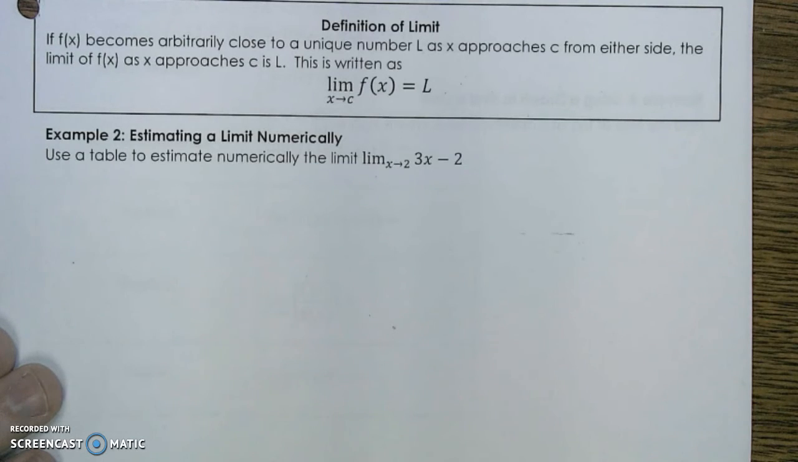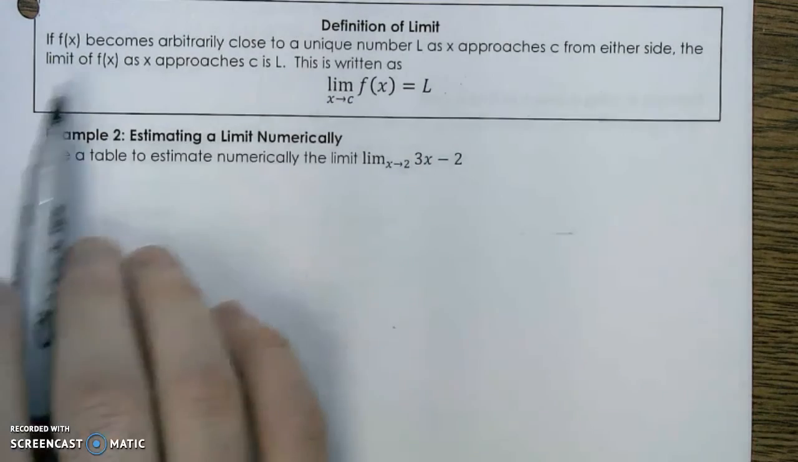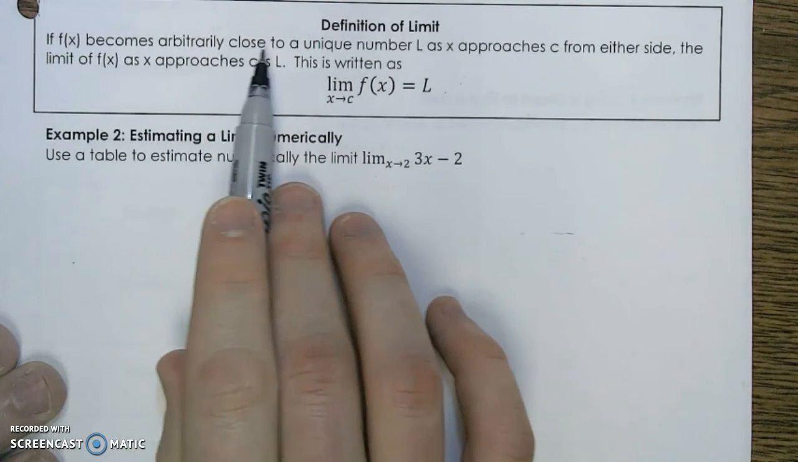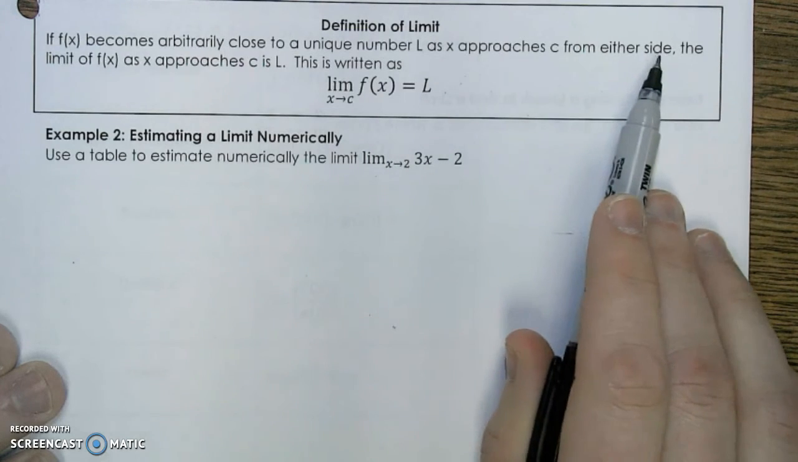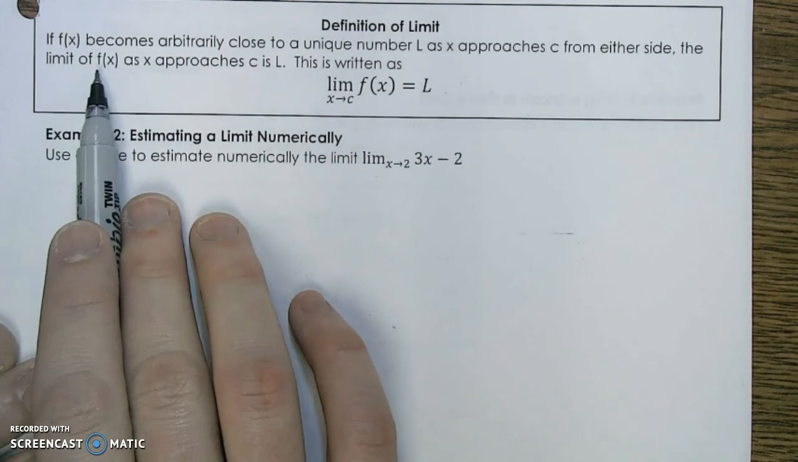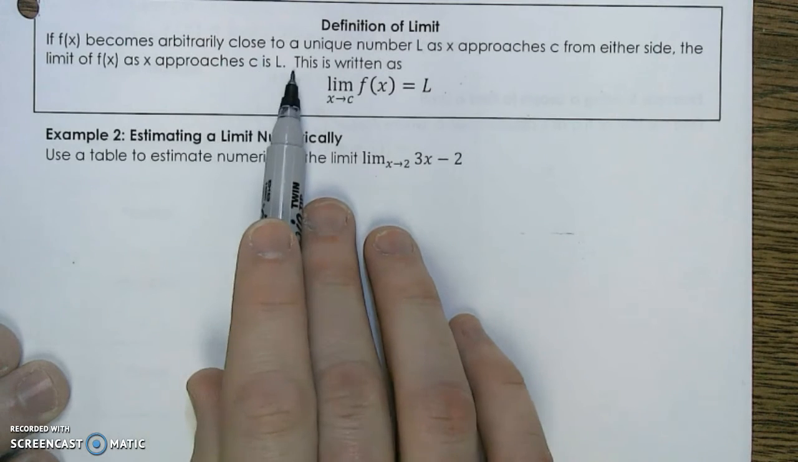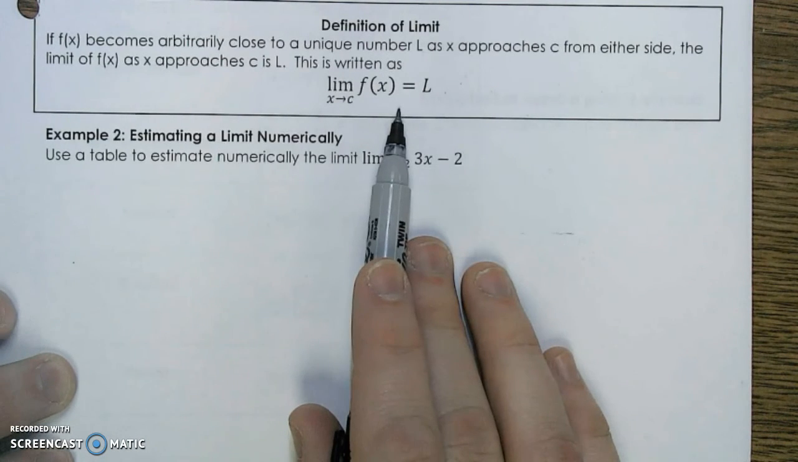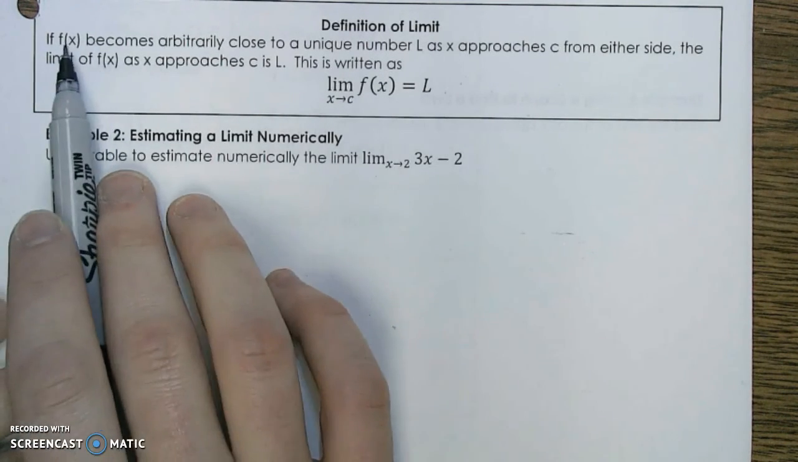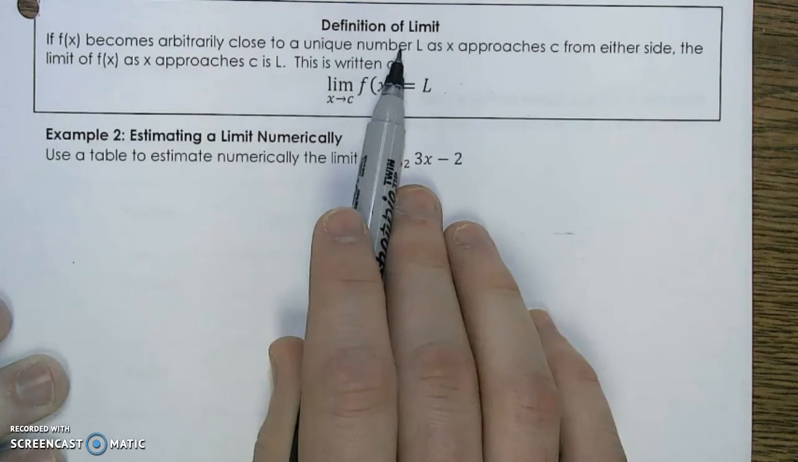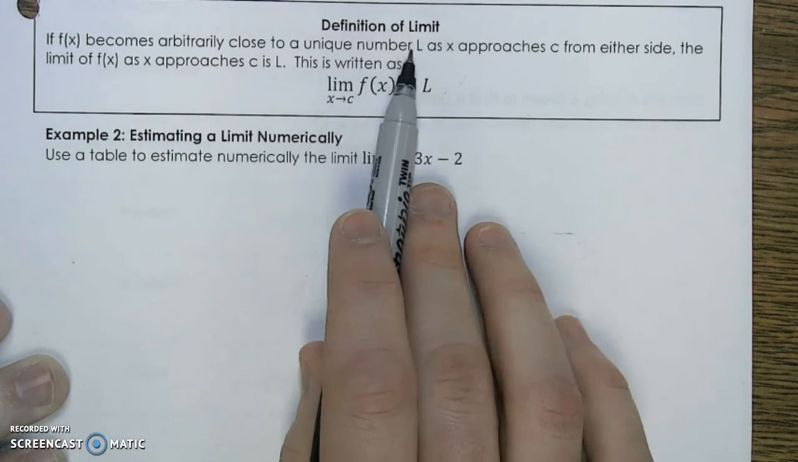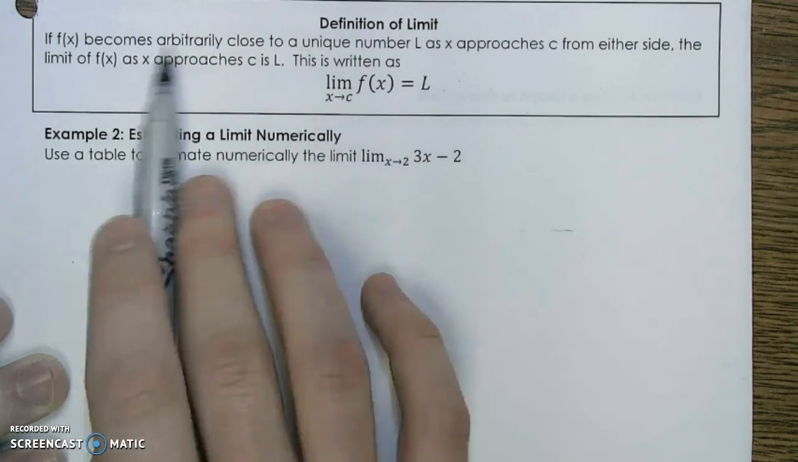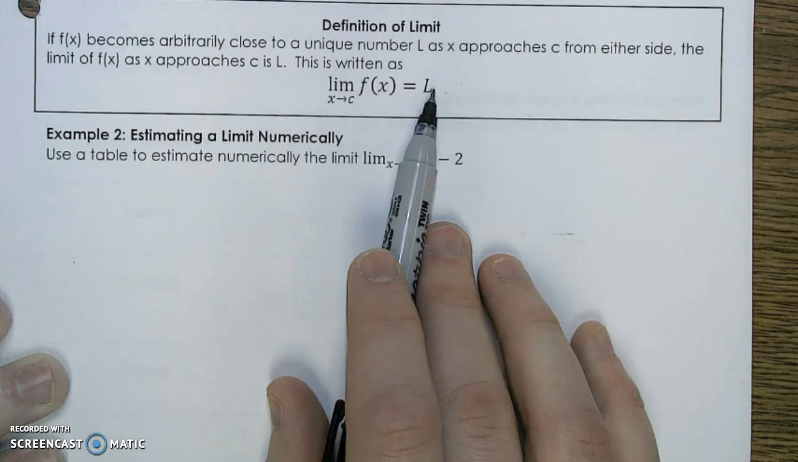Now that leads us to our definition of a limit. If f becomes arbitrarily close to a unique number L as x approaches c from either side, the limit of f of x as x approaches c is L, and it's written like this. So we're saying the function gets really close to a number. So in that last example, the area was getting really close to 36. So whatever it's getting close to is your limit value.